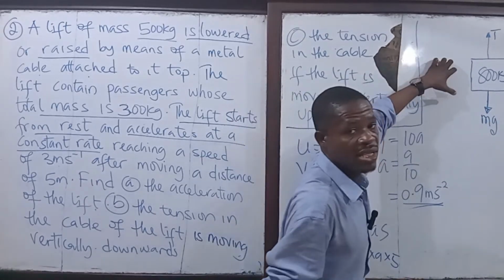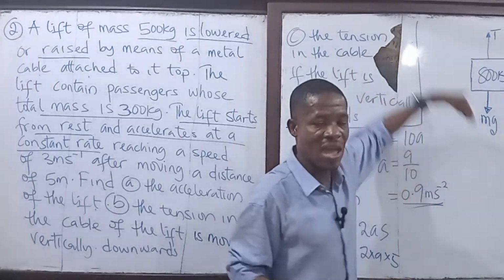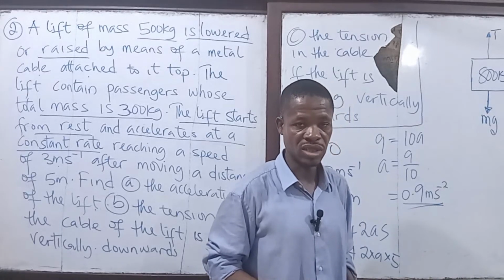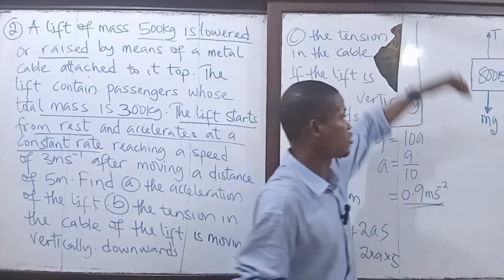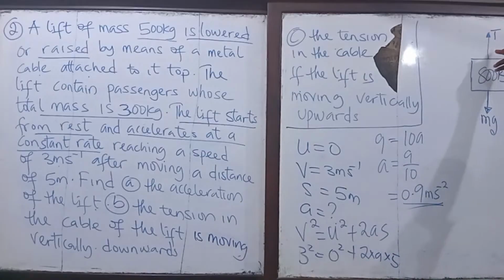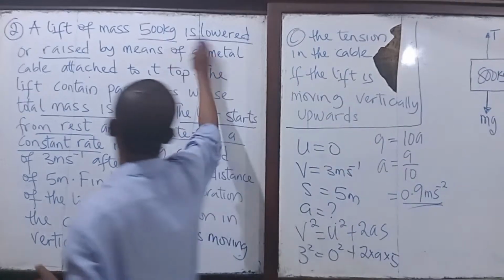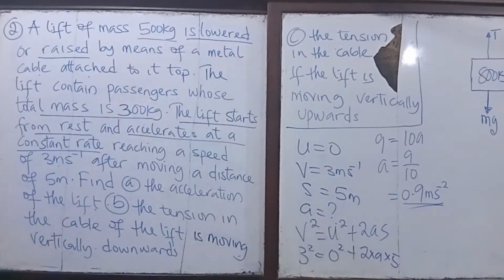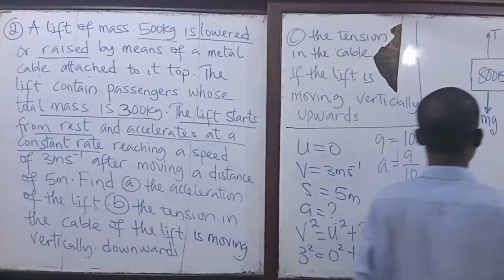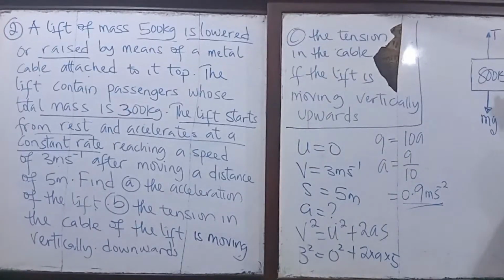So in this case, the passenger is moving in the direction of the weight. Don't forget that your weight will be acting downward. You can see a little mass figure. So that's what we have there. In this case, the acceleration is down, the lift is moving down.